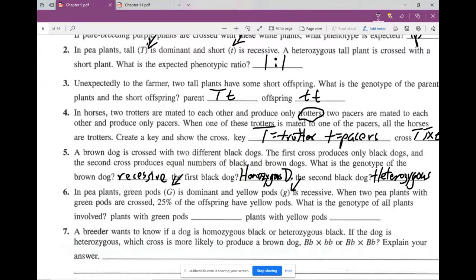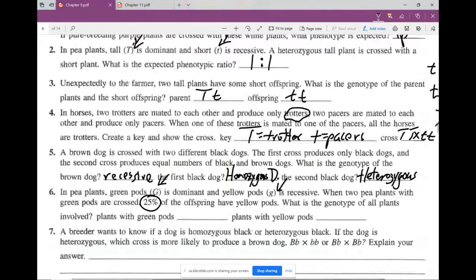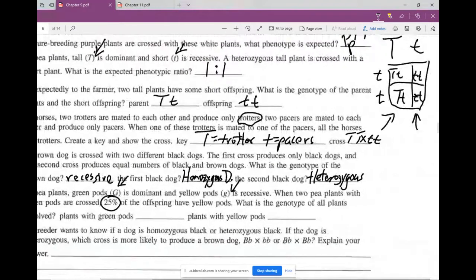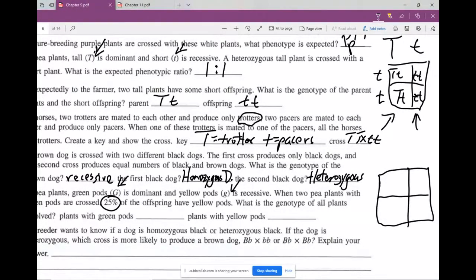When two pea plants with green pods are crossed, 25% of the offspring, this is important, have yellow pods. What is the genotype of all plants involved? Okay, you do a Punnett square. All right, 25% are recessive. Little g, little g. That means this is a little g and that's a little g.